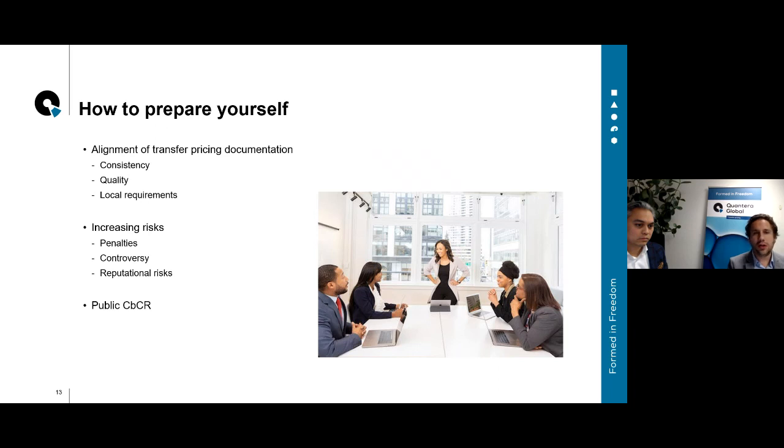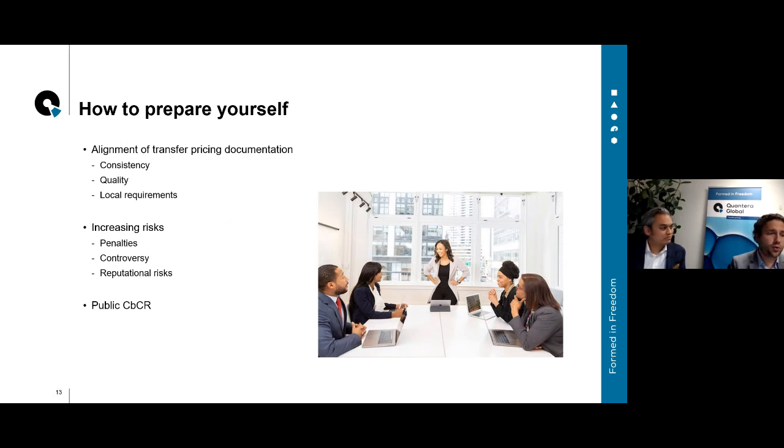So consistency is key. And that would favor basically a centrally managed transfer pricing documentation approach. So that's really important. Quality is very important. The number of pages is not really leading here. It's more the quality. So quality above quantity. Yeah, definitely.